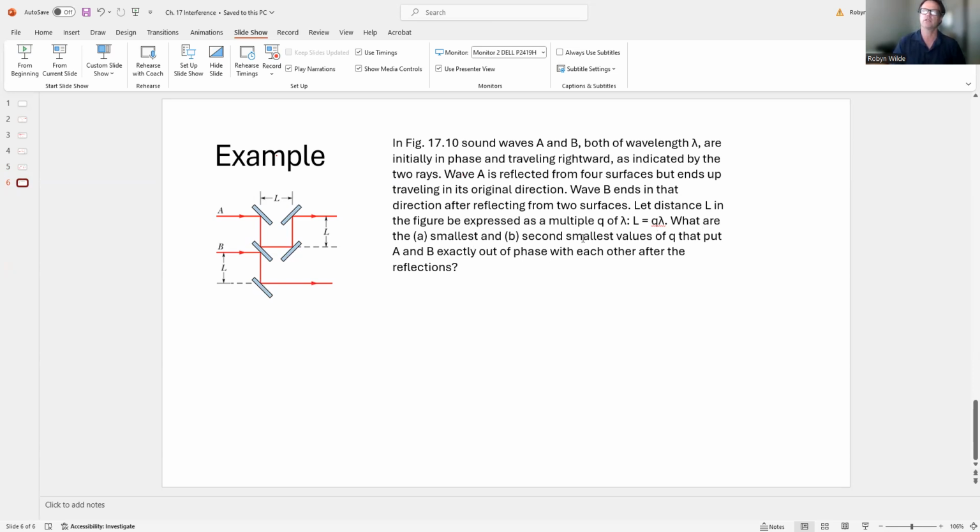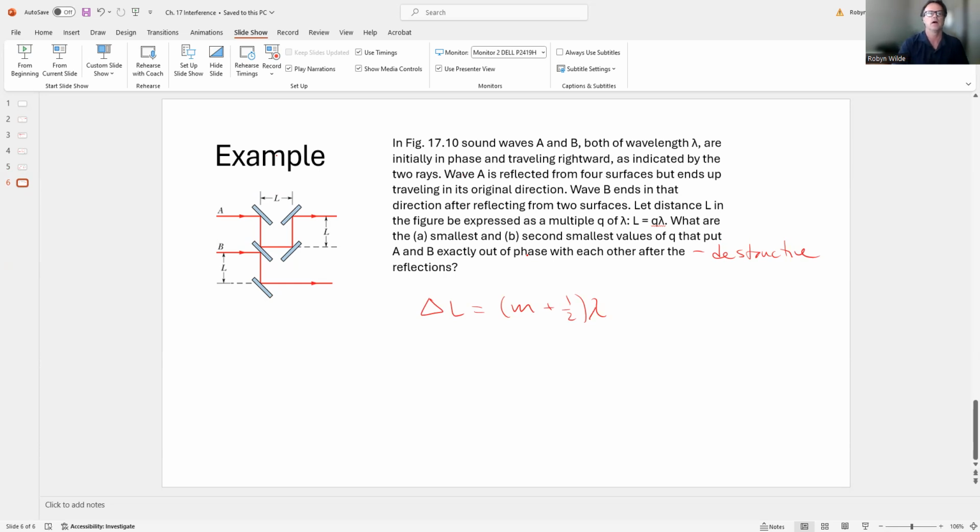What are the smallest and second smallest values of Q that put A and B exactly out of phase with each other? So when they say out of phase, what they're asking for is destructive interference. And I know from the previous slide here that delta L is going to equal a multiple of half the wavelength for destructive interference. What we need to determine is what is that delta L? What is the path length difference between A and B? Now let's look at this.